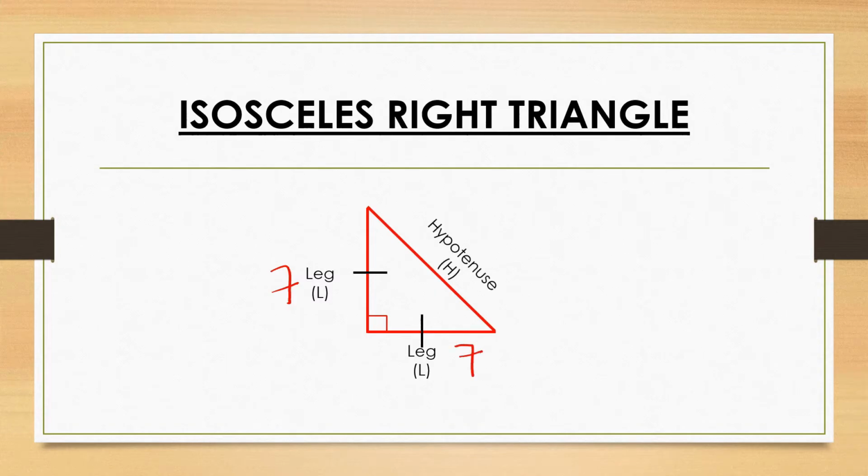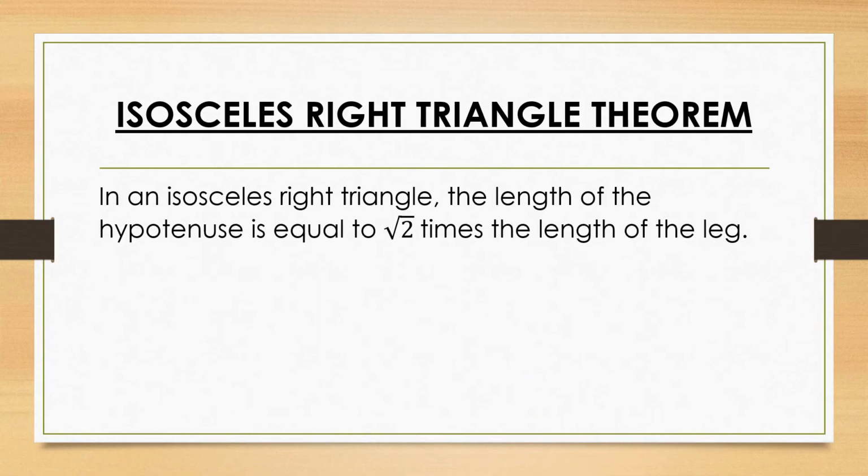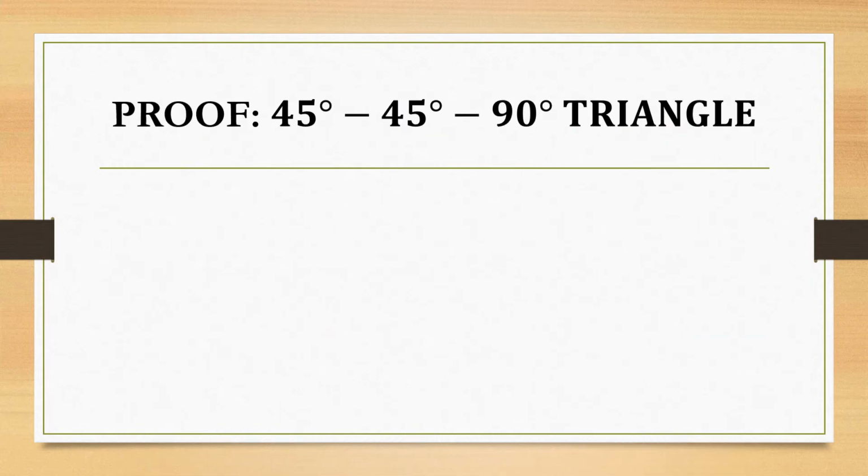The longest side in a right triangle is called the hypotenuse. What is the isosceles right triangle theorem? In an isosceles right triangle, the length of the hypotenuse is equal to square root of 2 times the length of the leg. Let's prove the 45-45-90 degrees triangle or the isosceles right triangle.